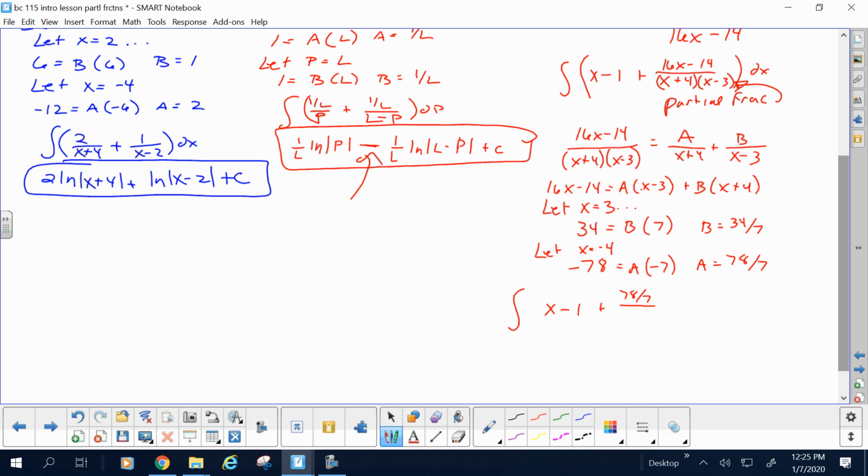78/7 goes over which one? X plus 4, right? And 34/7 goes over x minus 3.